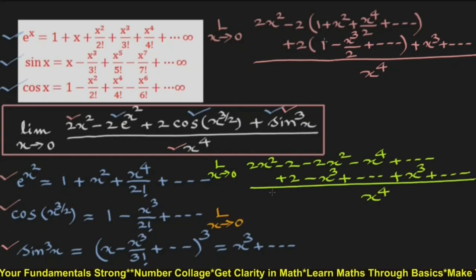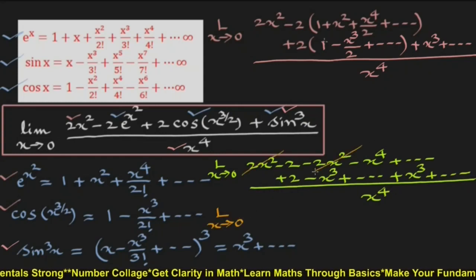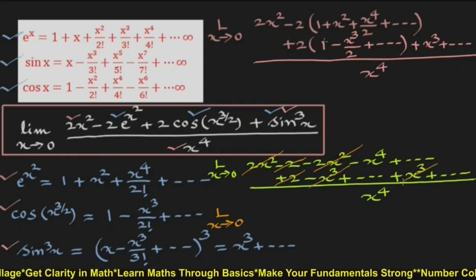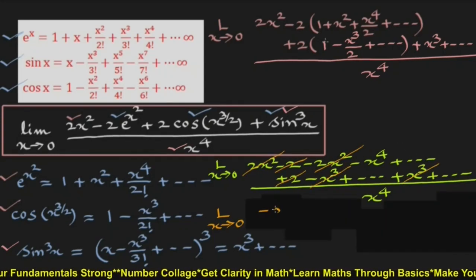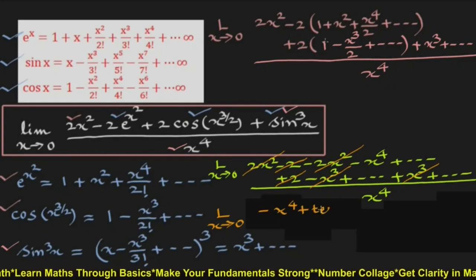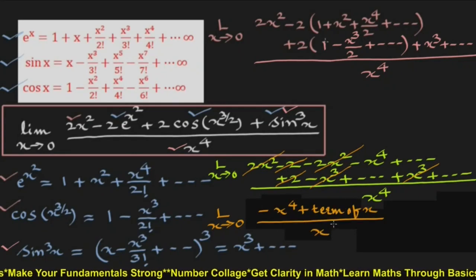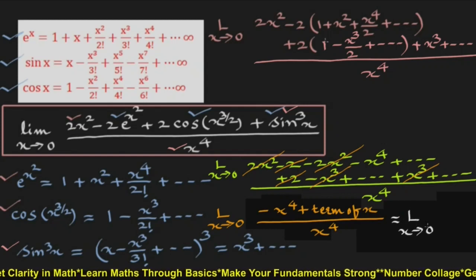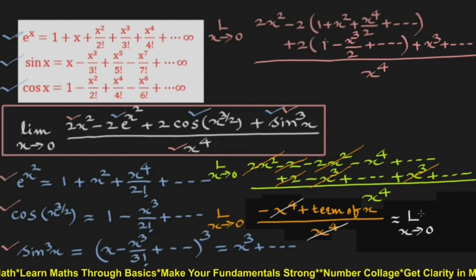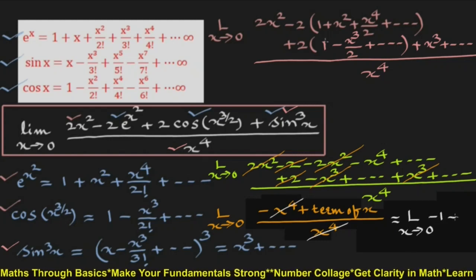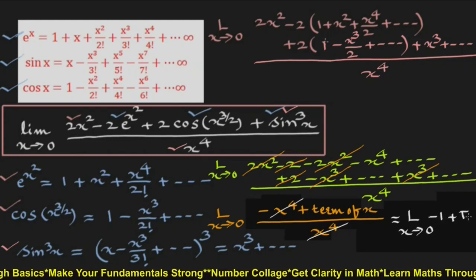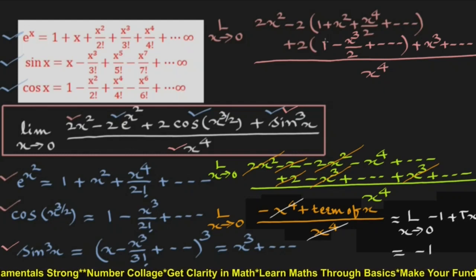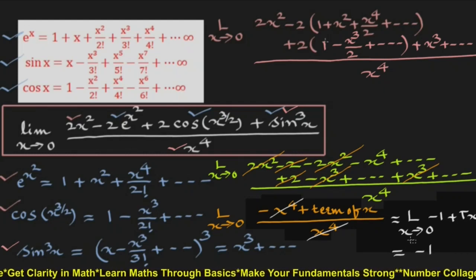Limit as x tends to 0: 2x square minus 2x square is 0, minus 2 plus 2 is 0, minus x cube plus x cube is 0, leaving minus x raised to 4 plus terms in higher powers of x, upon x raised to 4. That is the limit as x tends to 0, cancelling x raised to 4, minus 1 plus terms containing x, and that will be minus 1. So this is the value of the limit, minus 1.